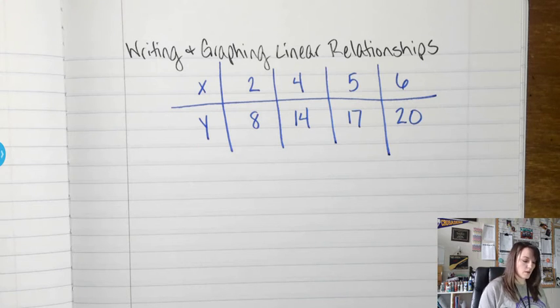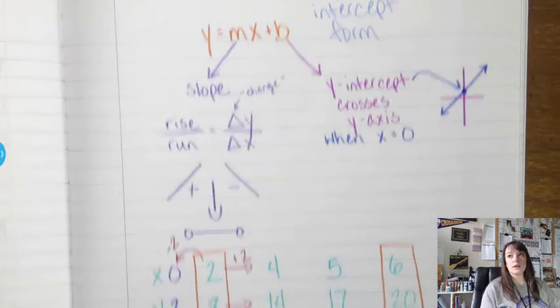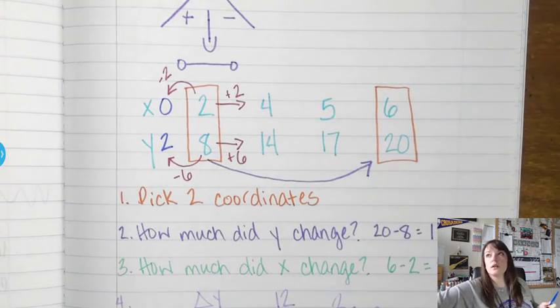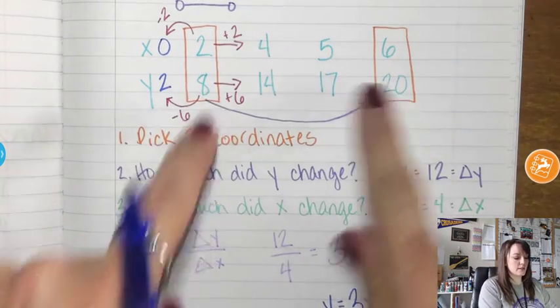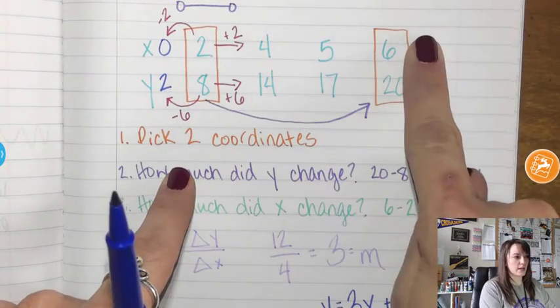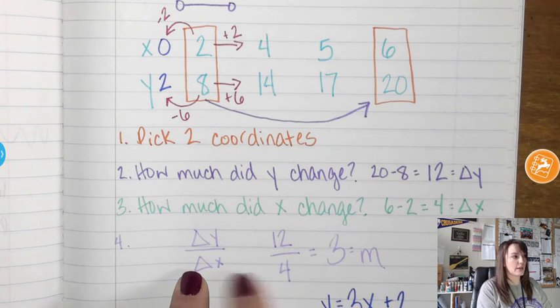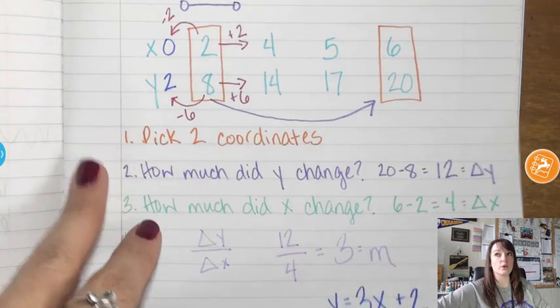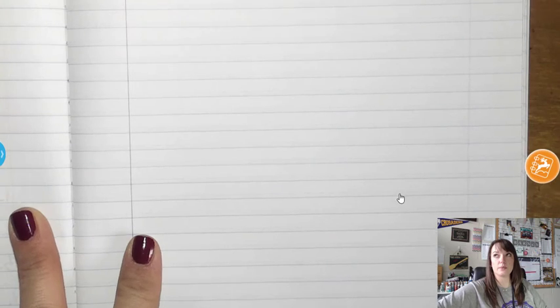bottom. Yesterday we figured out that M was 3 because we did pick 2 coordinates, find how much it's changing each way, and then put the change in Y over the change in X, and we got 3. Everybody good with that? Okay, that's slope. Today we're going to focus on finding the y-intercept.